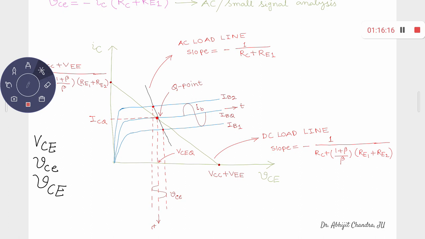This point. And already we got this expression. One second, I'm writing it down. What is the expression for this small vce? Right now we have just calculated it from that loop: vce is equal to minus ic times RC plus RE1. That's a pure AC. No DC involved. That's all small. This is a pure AC signal, a time varying signal.